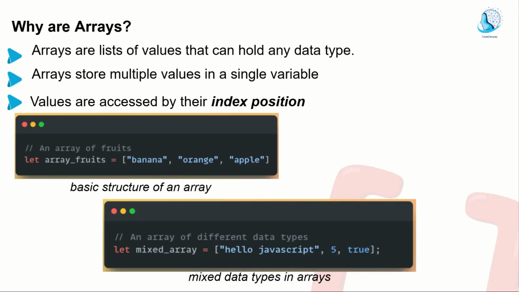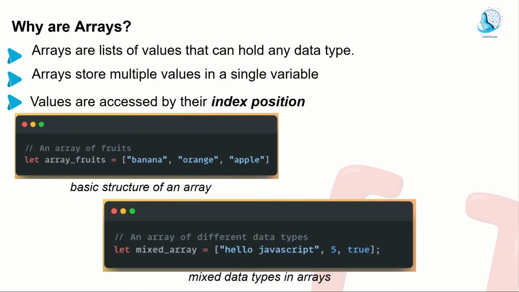Now, let's look at the definition of arrays. Arrays are a list of values that can hold any data type. Arrays can store multiple values in a single variable. So think of arrays as a list of items. The items could be of different categories. Now, these values in the list can be accessed by index position. So simply put, the items in the list are having their special position number.